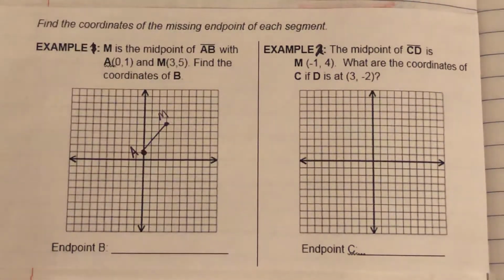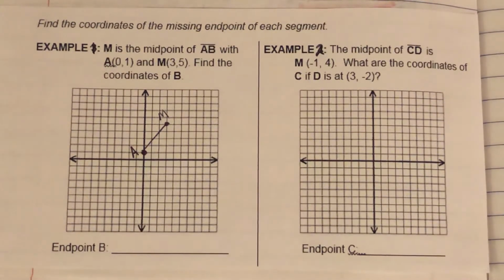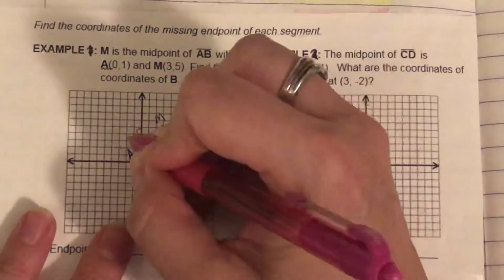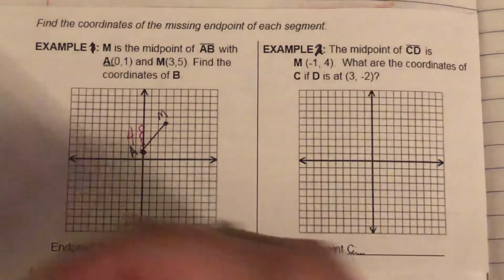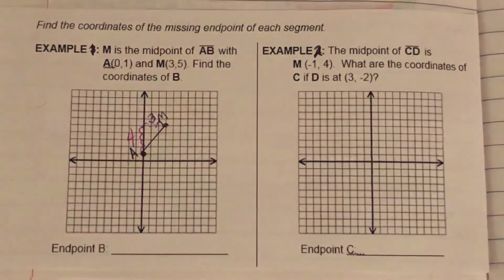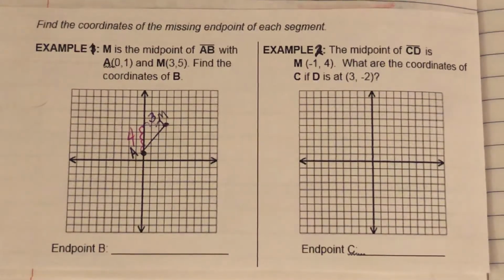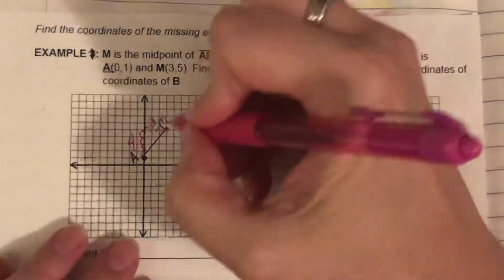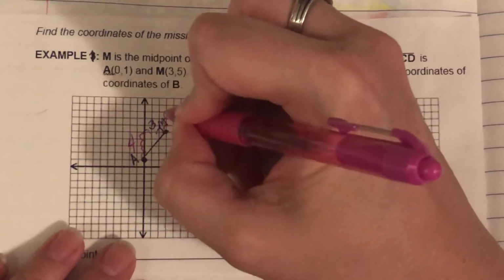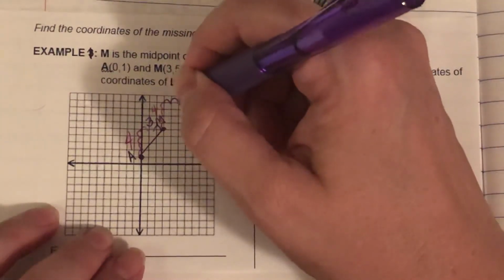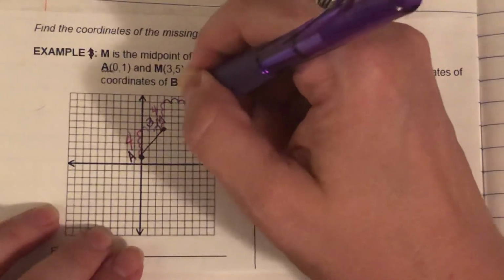So I'm going to use my concept of rise over run. Remember, M is the middle. I'm going to count 1, 2, 3, 4 up, then 1, 2, 3 over. This time I'm not dividing by 2 because I'm counting from end to middle, so I'm simply going to count it again. I'm going to count up 1, 2, 3, 4, and then over 1, 2, 3. There's B.